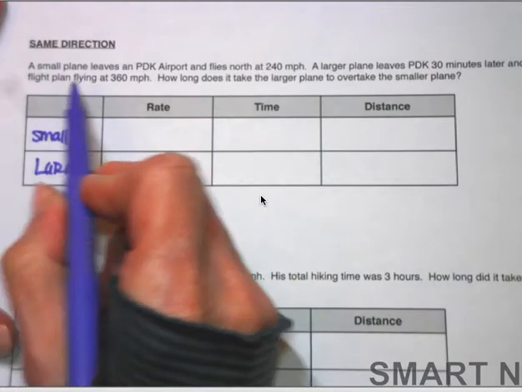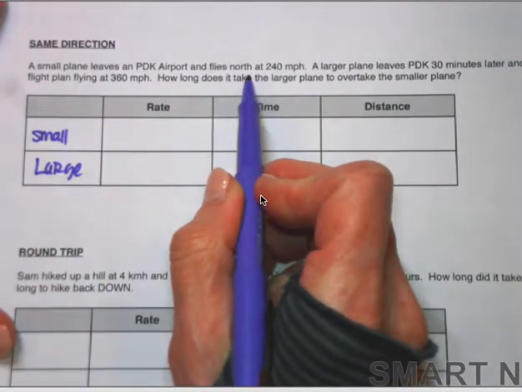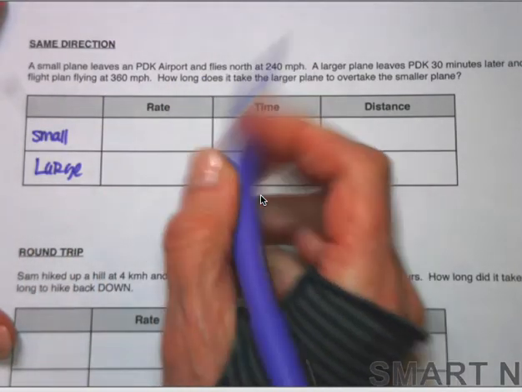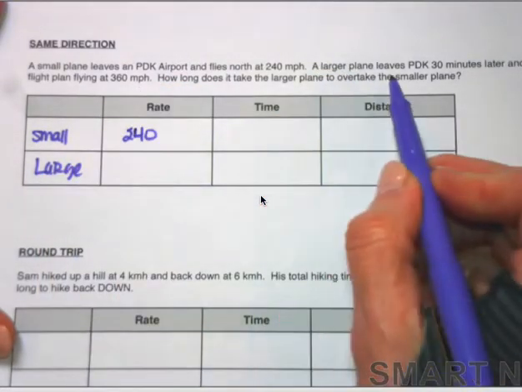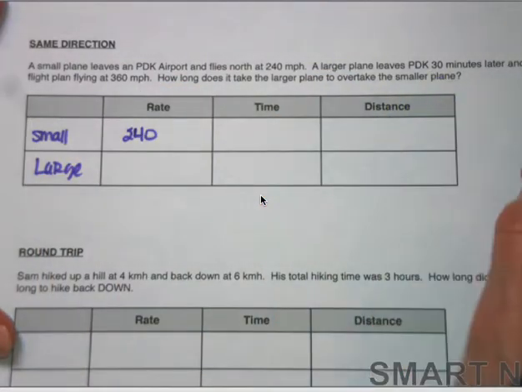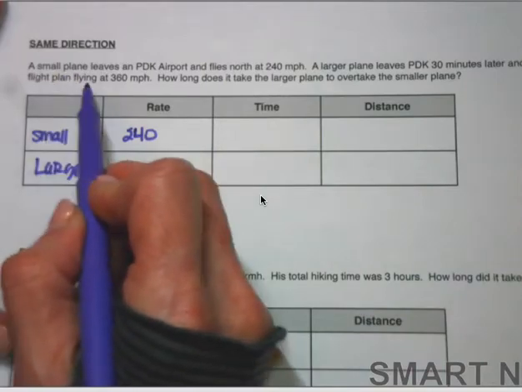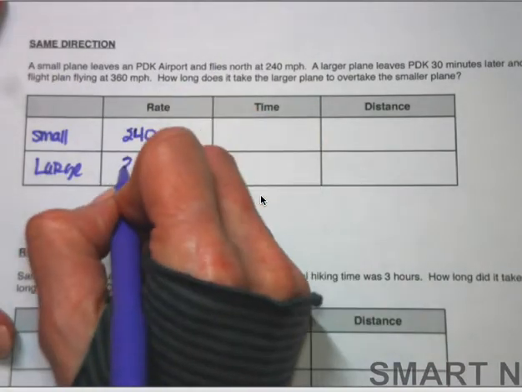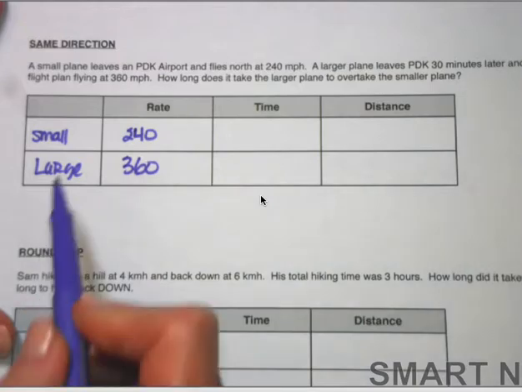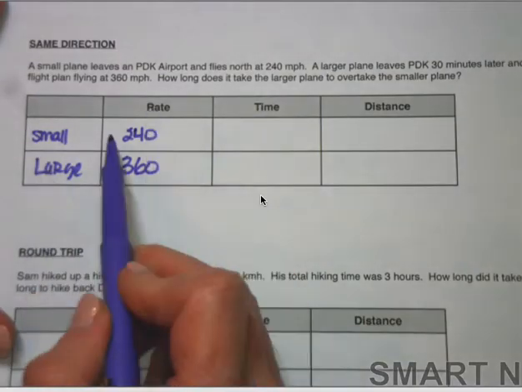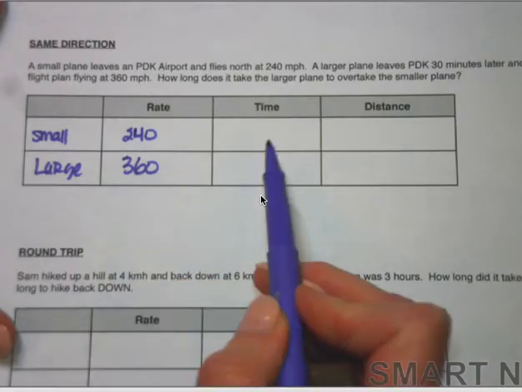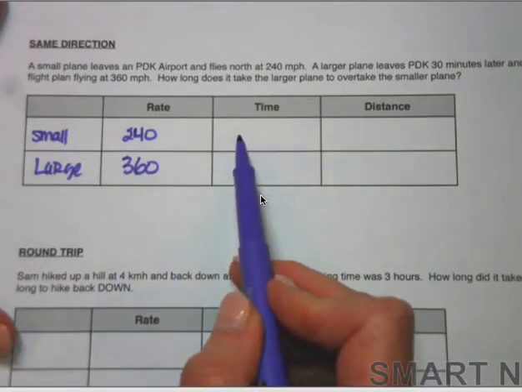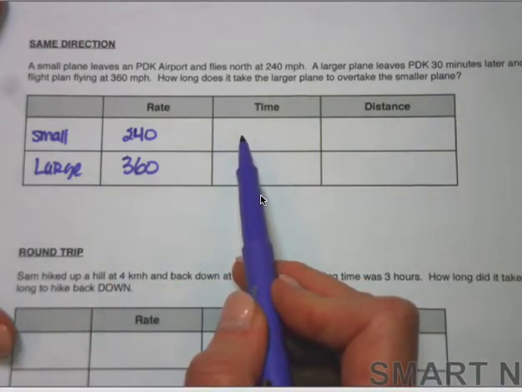A small plane leaves the airport flying north at 240 miles per hour. So the rate is straight up given. A larger plane leaves 30 minutes later, following the same flight plan, flying at a rate of 360 miles per hour. So in this particular problem, small plane, large plane, one traveling slower than the other. So I'm straight up given the rates. What I'm not given are the times. So that's what I have to figure out. I need to figure out what my times are.